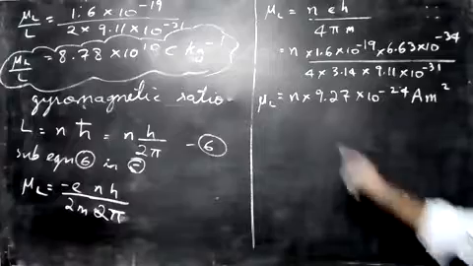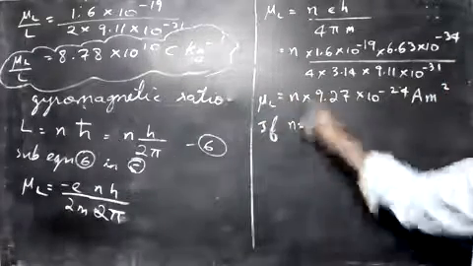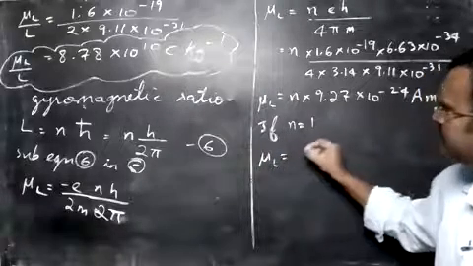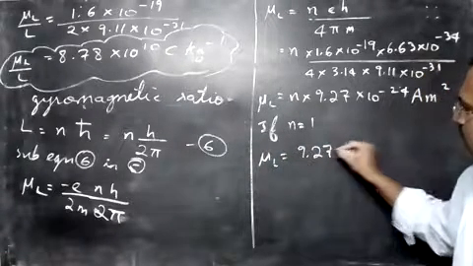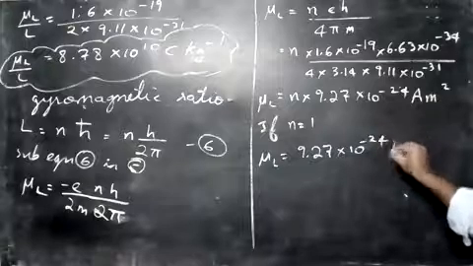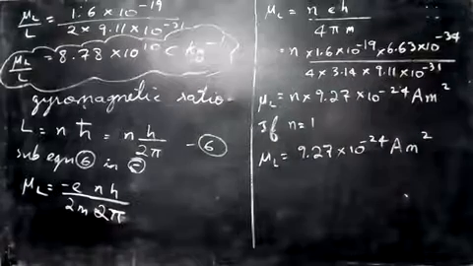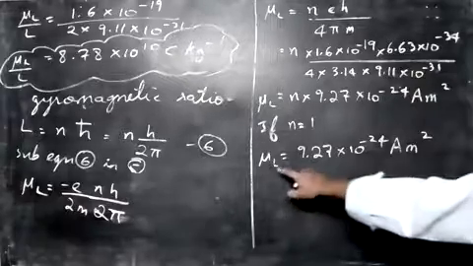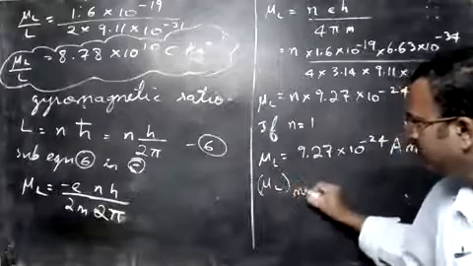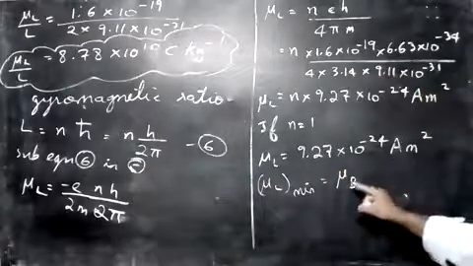Now we take one condition, if n is equal to 1. Then mu L becomes 9.27 into 10 power minus 24 ampere meter square. This value is the minimum value, so we can write it as mu L minimum. We take it as one quantity called mu B. This means Bohr magneton, we'll say.